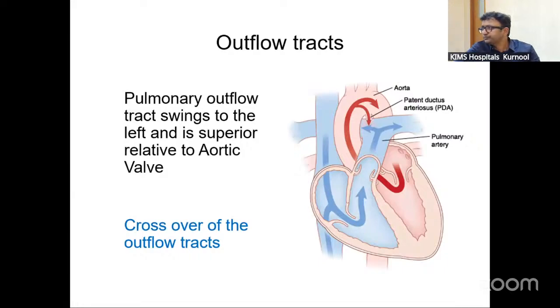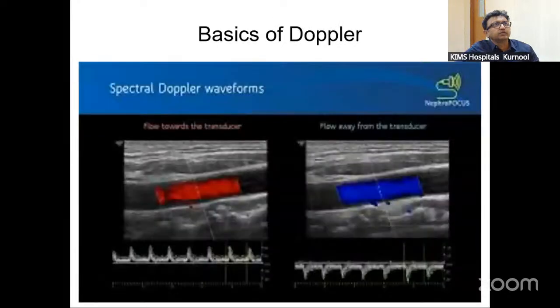Okay? So next is one or two slides about the Dopplers, because that's an important part of our examination as well. So the red color indicates that the blood is flowing towards our probe. So R for R, towards, red. The blood flowing away from our probe appears blue.